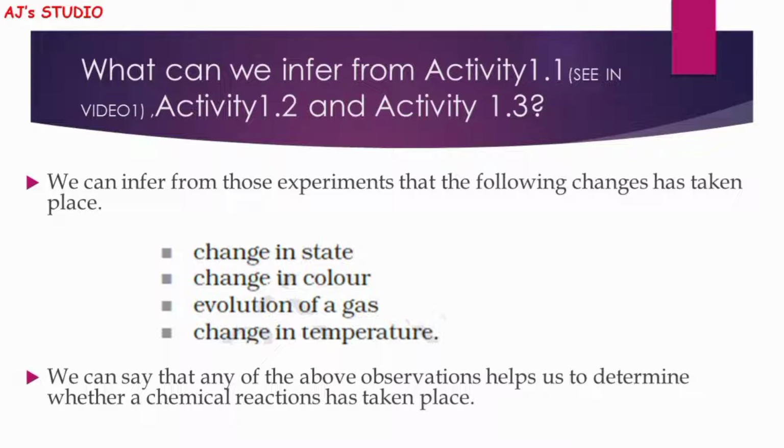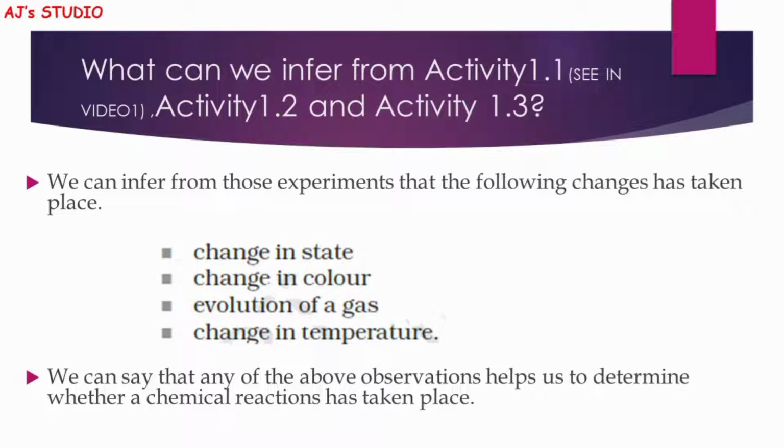Yes, we can infer from the magnesium activity that when magnesium ribbon is burnt and mixed with water, it changes its state from solid to liquid, and from this we can say that the state of the magnesium ribbon has changed. And from the second activity we could infer that the color of the substance has changed. When lead nitrate reacts with potassium iodide, it produces lead iodide and potassium nitrate. Here the color of lead iodide is yellow. So from this we can say that the color of the substance has changed from colorless to yellow.